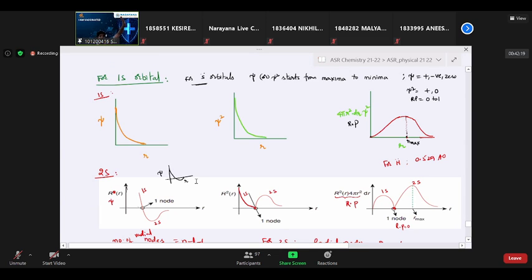So between 1s and 2s: for 1s, psi is positive, but for 2s, psi is negative. Psi square, if you take 1s, is positive, and 2s psi square is also positive. Radial probability: first maxima for 1s and again 0, and then go to the second maxima for 2s. At the node, radial probability is 0.